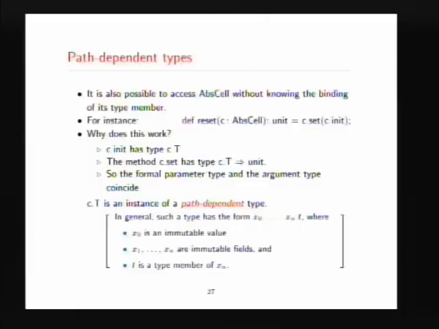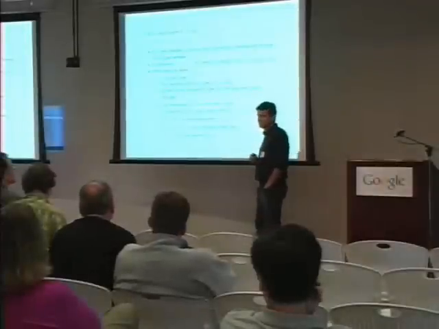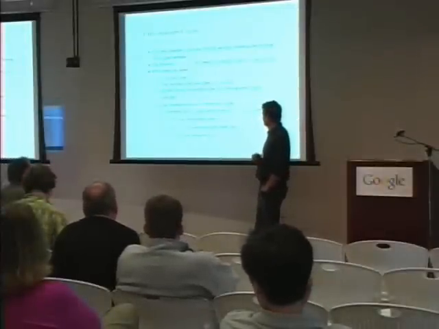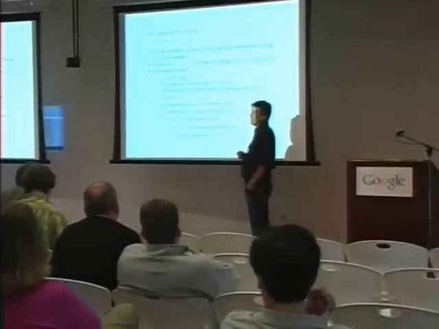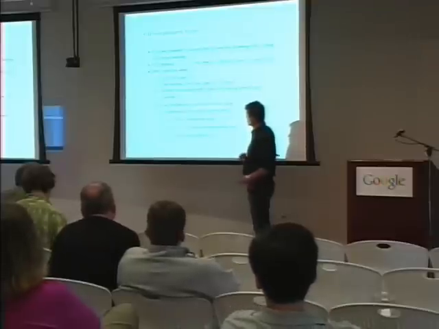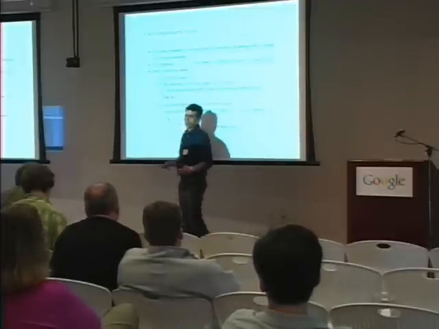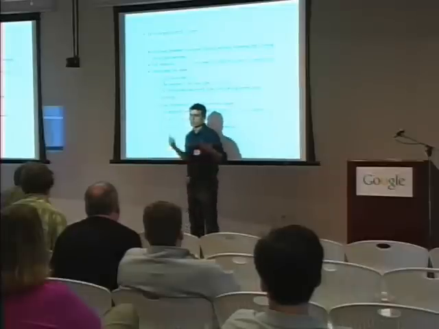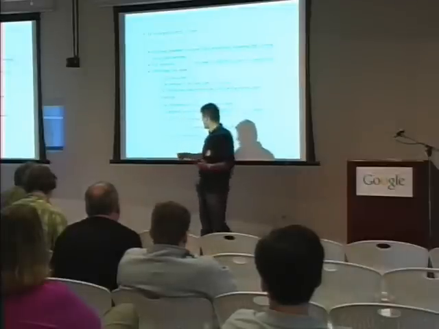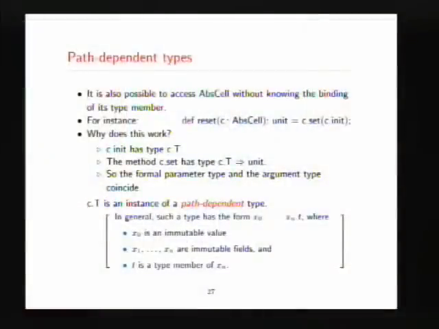C.T can't change, I presume. Right. We'll get there. Yeah. Thank you. So the formal parameter type and the argument type coincide, and everything is type correct. Generally, there can actually be more than one level of selection in here, but the prefix must be an immutable value followed by possibly some immutable field references. And at the end, you have a type T. These things we call path-dependent types. They're essentially the central innovation in the type system of Scala. That's essentially what the whole thing rests on.